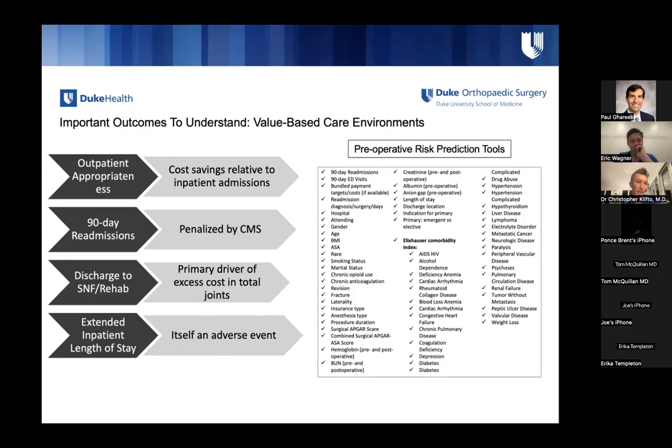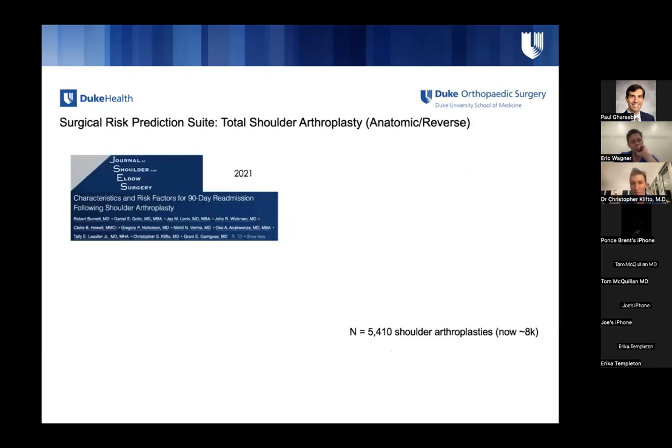And we looked at outpatient appropriateness. Why is that important? It's cost savings relative to inpatient admissions. Ninety-day readmissions are penalized by CMS. Discharge to SNF was a primary driver of excess total cost, which we found. And extended inpatient length of stay is considered an adverse event by itself.